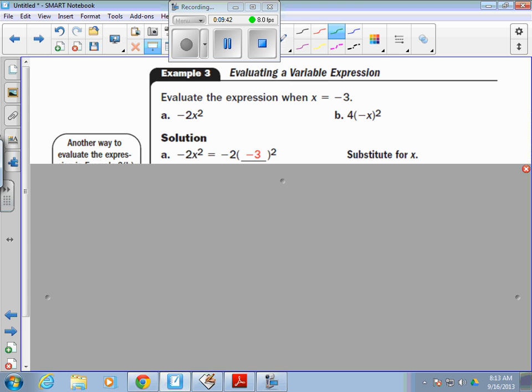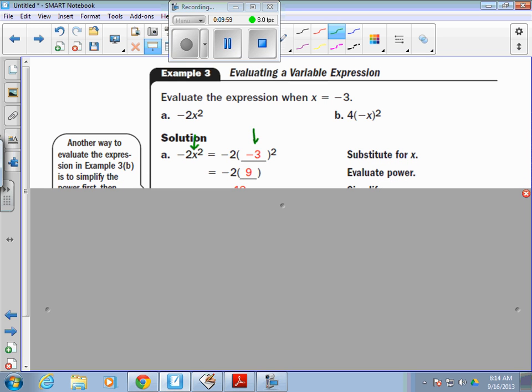Evaluating a variable expression says evaluate the expression when x's value is negative 3. So the first thing you're going to do is substitute the value negative 3 in place of x. So in place of x, simply plugging in or substituting negative 3. The second step, you need to do your exponents first. You need to evaluate the power. You need to do E before you do MD in your PEMDAS acronym.